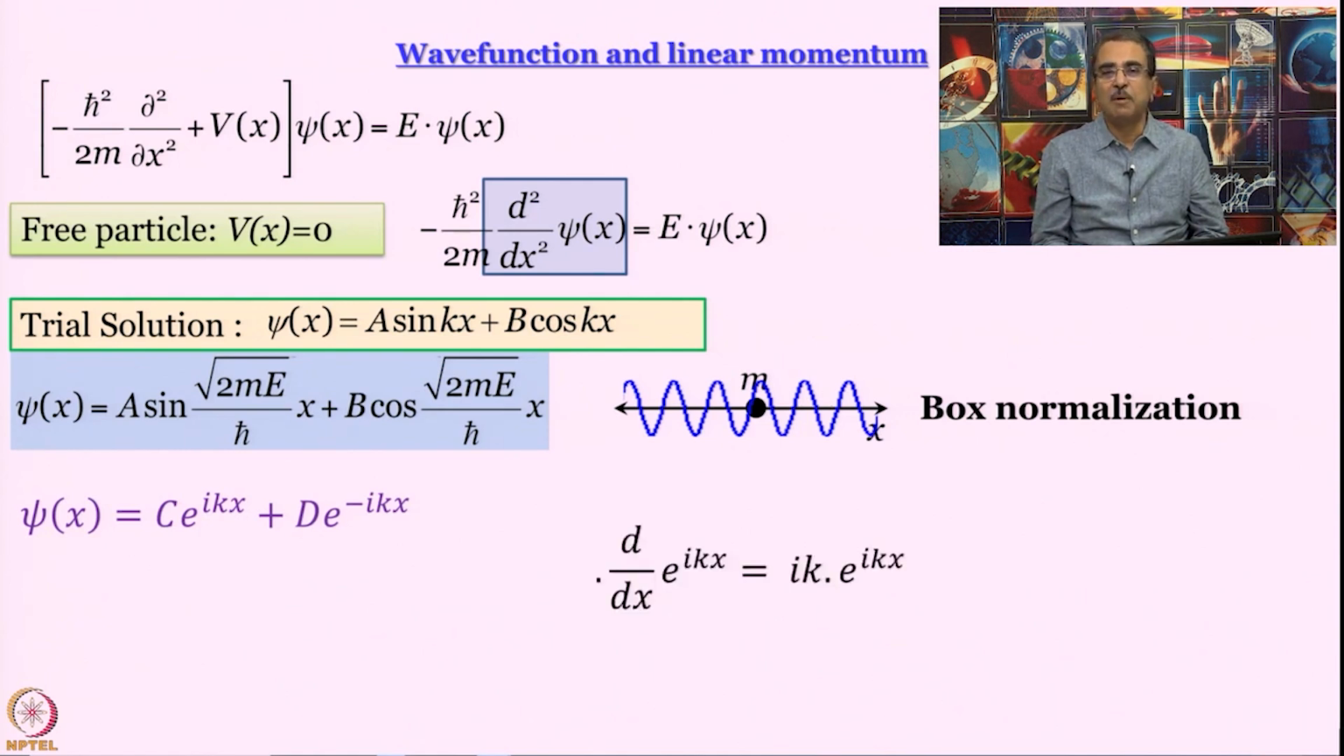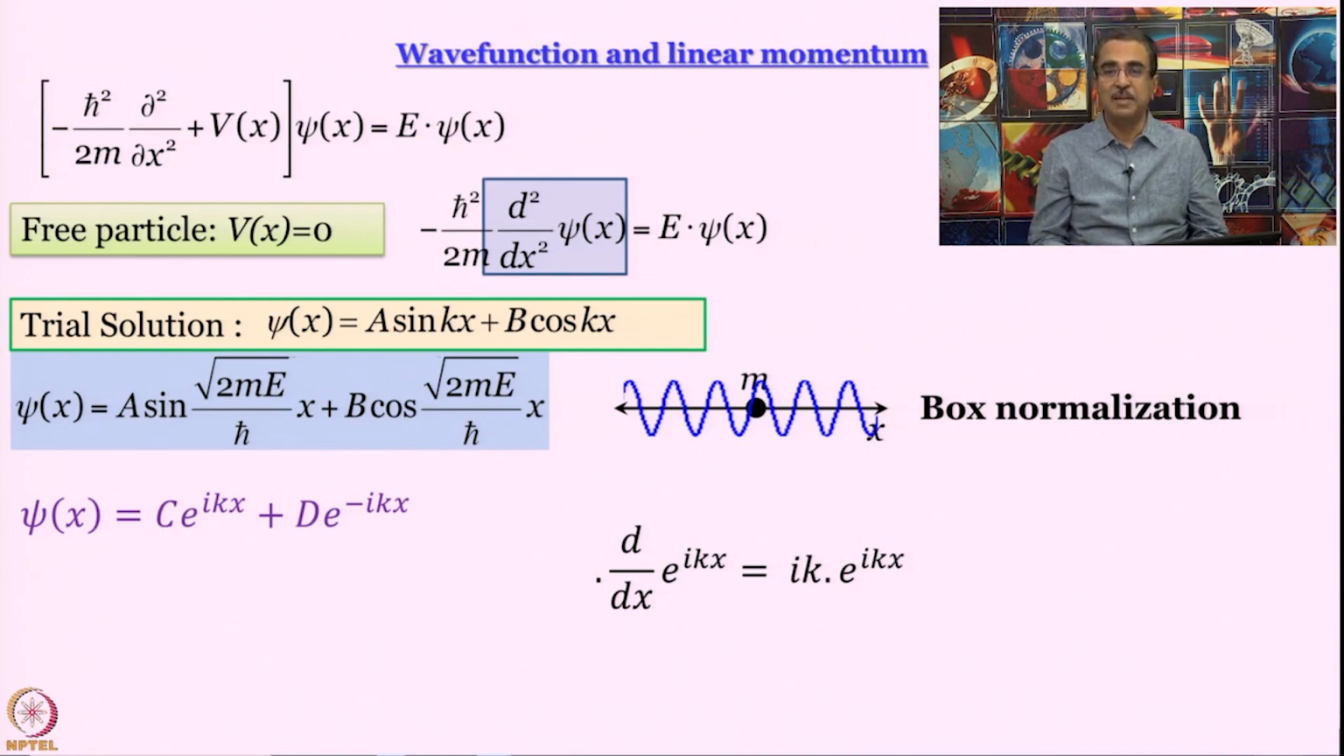Why does it start making sense? Well, the momentum operator, what is the momentum operator? I will come to that. Before that, let me just say this. I differentiate e to the power ikx with respect to x. What do I get? I get ik multiplied by e to the power ikx. So this is actually an eigenvalue equation. The only problem is that the eigenvalue is imaginary.